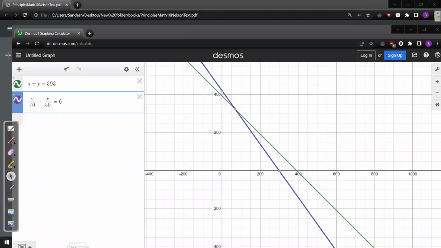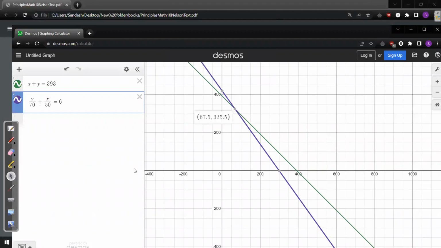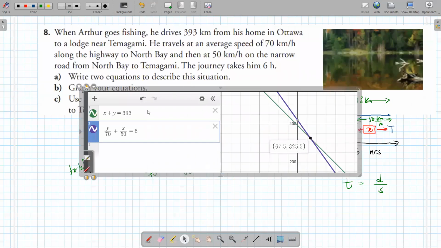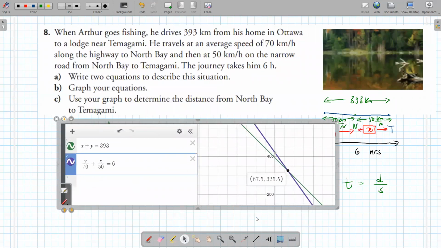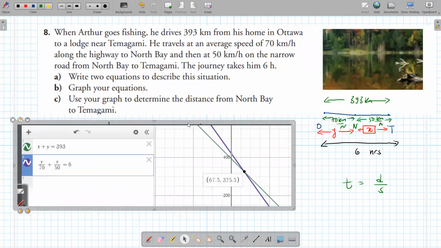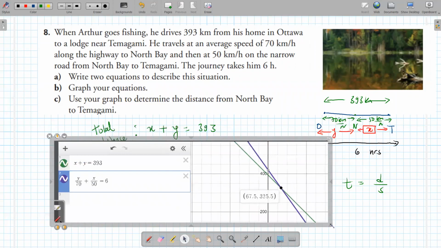So what's that point? That point there is that. Cool, let me highlight it. And that's the answer to this question. So what does that mean? That means they intersect at 67.5. So that's our x, the distance from North Bay to Temagami. And on the y, they intersect at 325.5. That's the distance from Ottawa to North Bay. If you add them up, they add up to 393, which it does. So that is the answer.